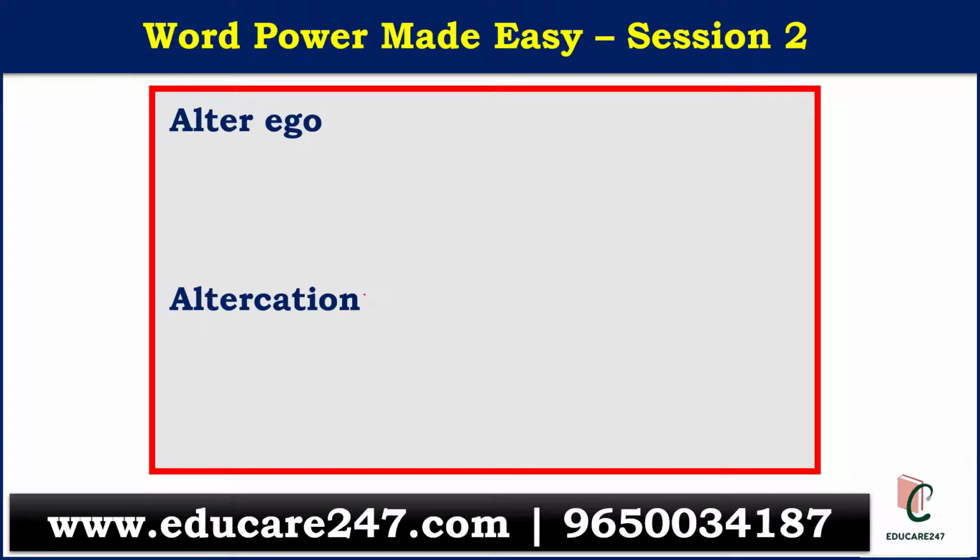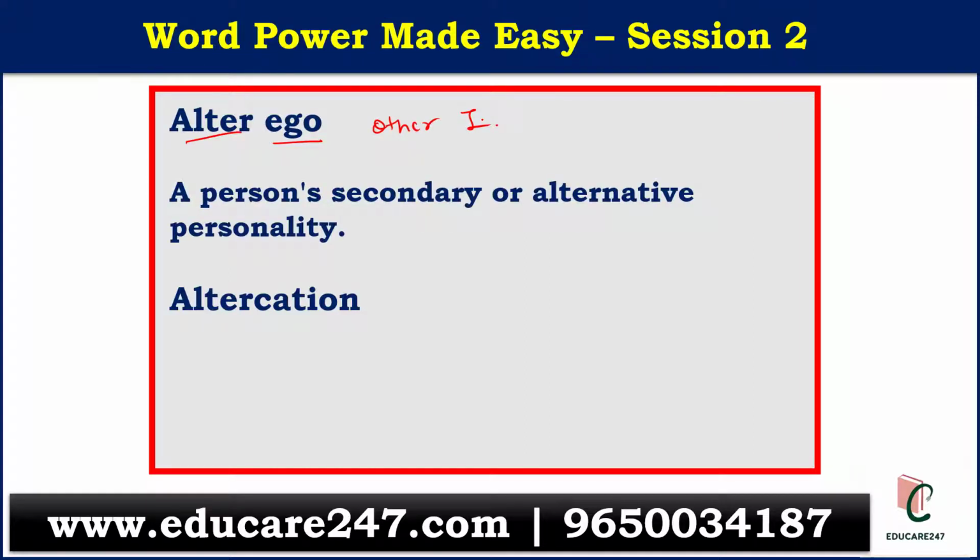The next is alter ego. Again we have two words here. Alter means other, and ego means I. So other self, as you say. It means a person's secondary or alternative personality. We have some people who try to be good on one side, and on the other side they behave badly.